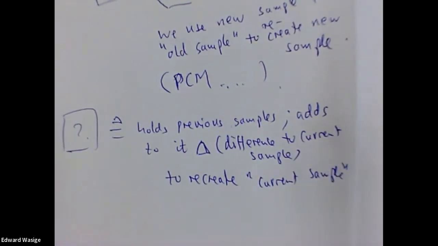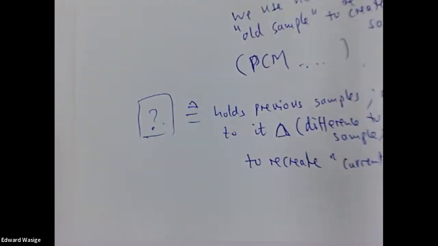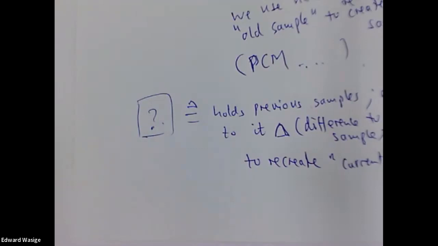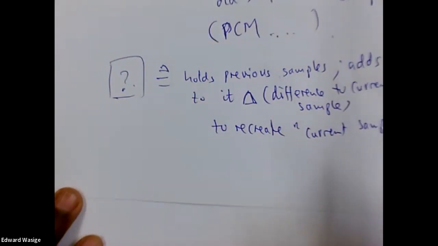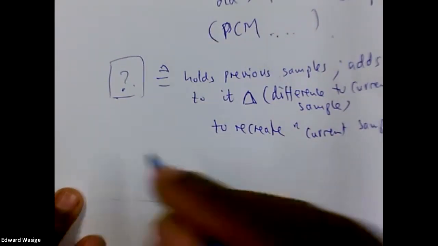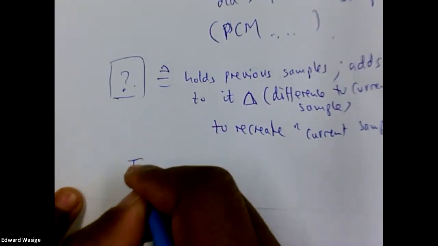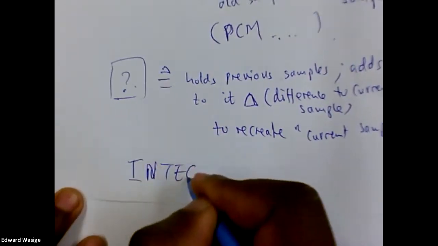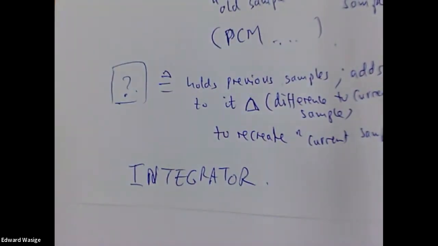So the current sample is created in a roundabout way, but there are major benefits for doing so. So the question is, what's in this block diagram? It needs to remember the old sample, and it needs to add on the current sample. So actually what's in this block diagram is formed by an integrator.